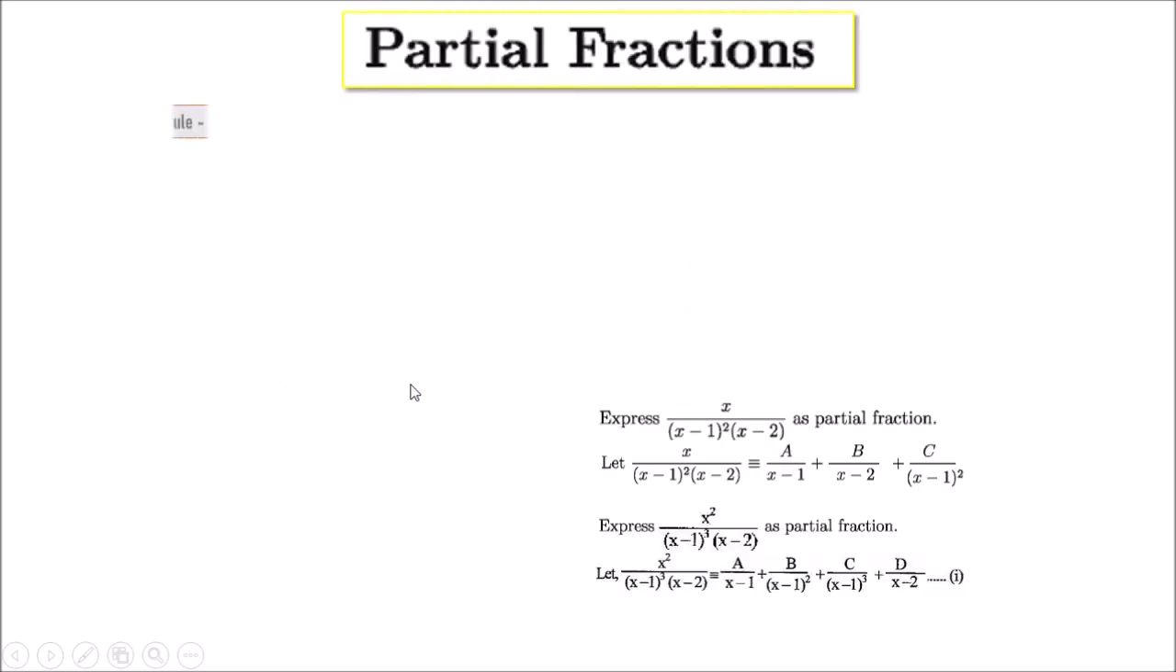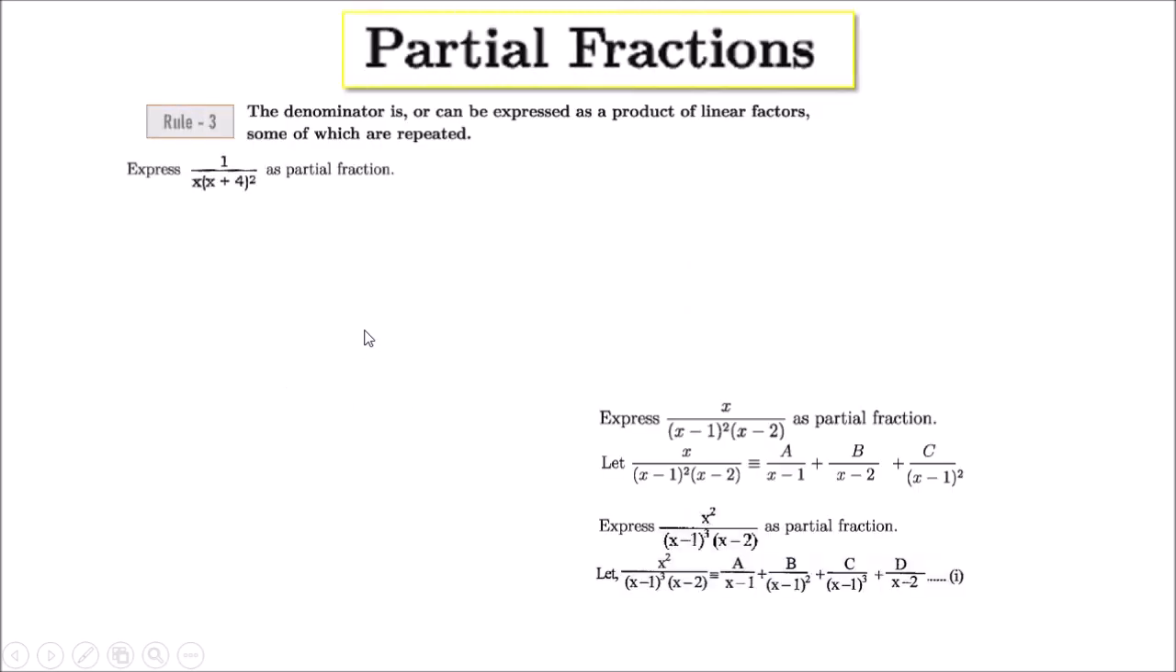Now rule number 3, these are some maths of rule number 3, so don't be bothered about it, don't look at it. The denominator is or can be expressed as a product of linear factors, some of which are repeated. That means a factor can be repeated. So here, look at here, this is the question, 1 by x into (x plus 4) whole square. Whole square means x plus 4 into x plus 4.